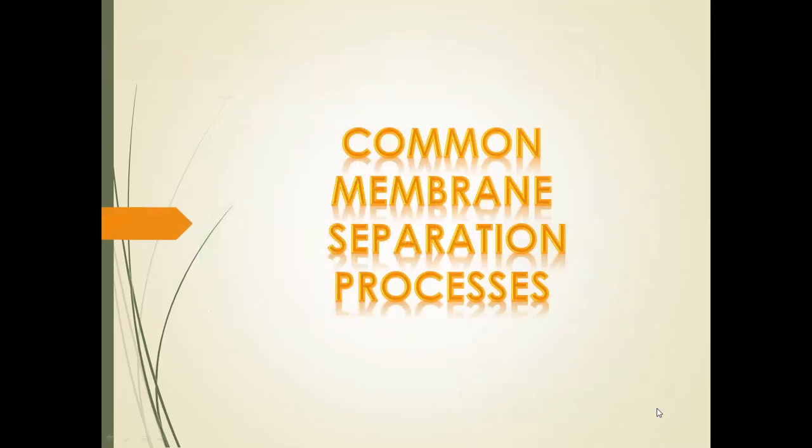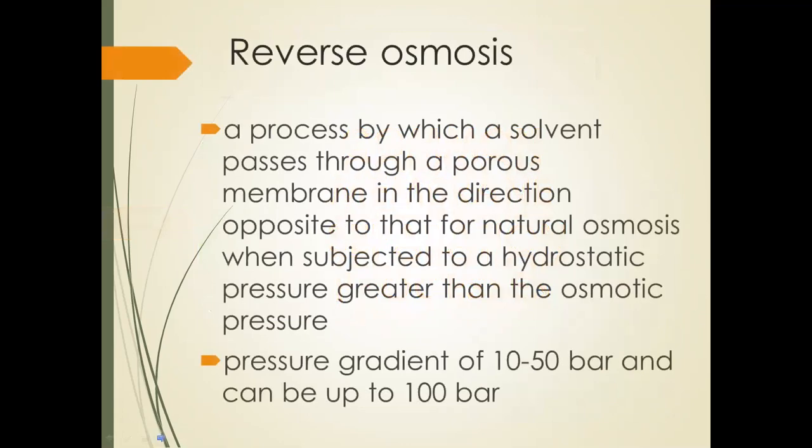Now we go to the common membrane separation processes. So what are these common membrane separation processes? The most common is reverse osmosis, a process by which a solvent passes through a porous membrane in the direction opposite to that for natural osmosis, when subjected to a hydrostatic pressure greater than the osmotic pressure. The thing is, it should have been the osmotic pressure that pushes the components' separation. But in this case, the direction is not the natural osmotic direction, but rather the opposite.